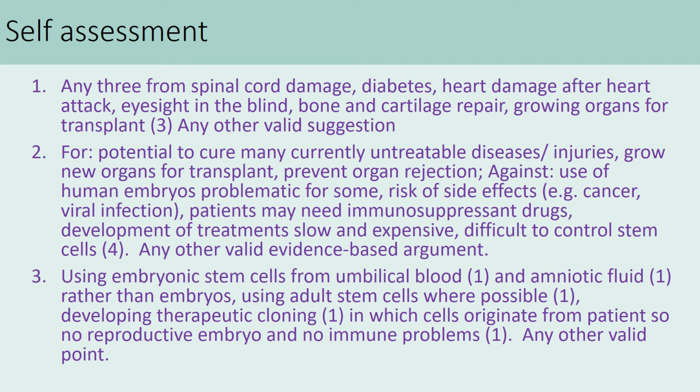So spinal cord damage, diabetes, heart damage, eyesight, bones and cartilage repair, growing organs for transplant. I mentioned the heart earlier. It says here any other valid suggestion. You need to be very, very specific. So for example, saying it can help heal people is too vague. It's not specific enough. So spinal cord damage, paralysis, loads of different things. It could help people with Parkinson's or dementia, those kind of things.